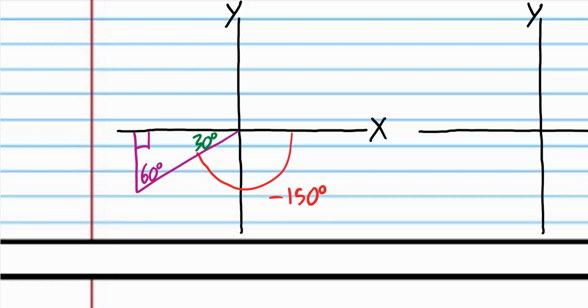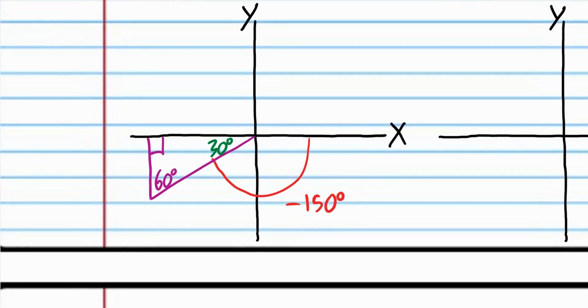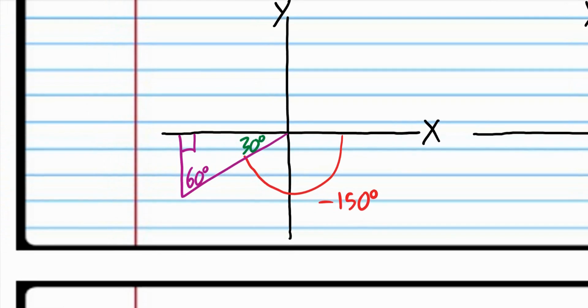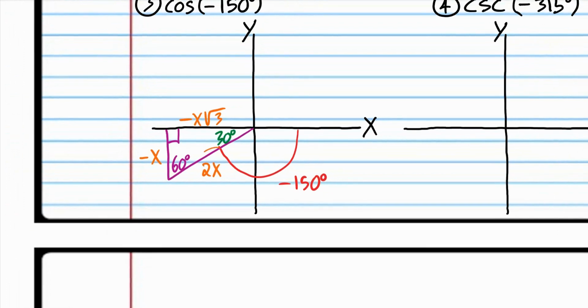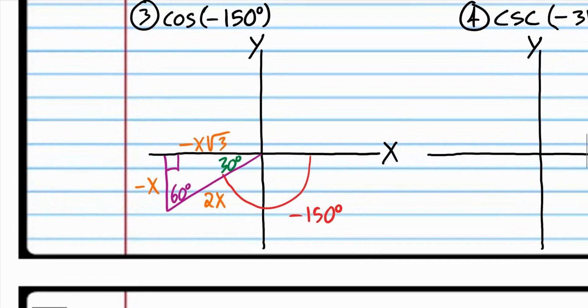This angle's got to be 60, and if this side is x, then this side is x root 3, and this side must be double x. But both of these sides have to be negative. Why is that? Because the adjacent side is to the left of the y-axis, and the opposite side of the reference angle is below the x-axis. Again, the hypotenuse is always defined to be positive. Very important to remember that.